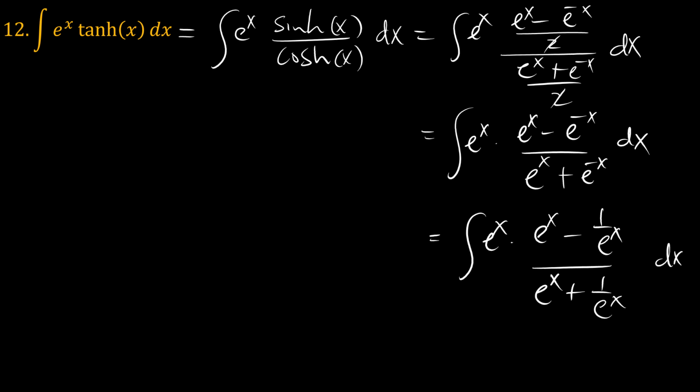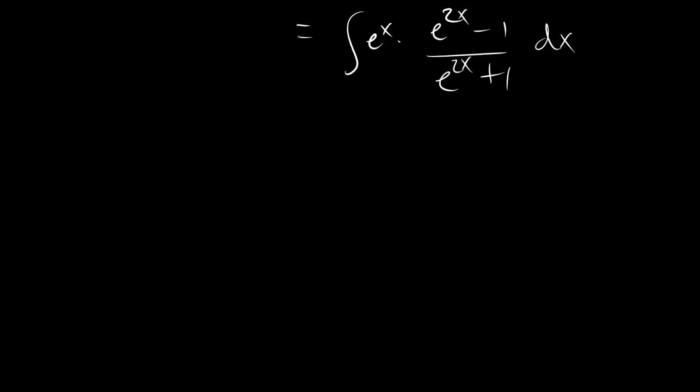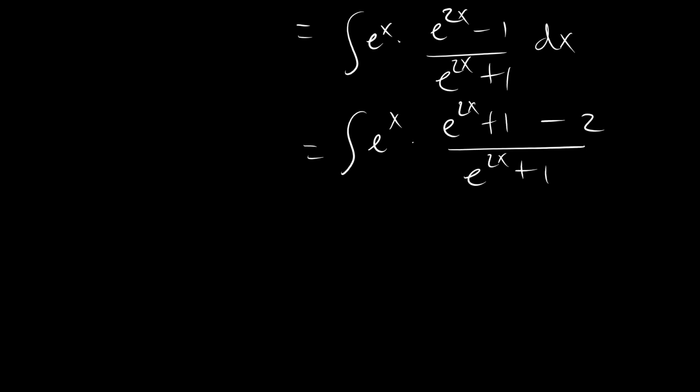So if we multiply by e^x over e^x here, what we get is e^x times (e^(2x) minus 1) over (e^(2x) plus 1). So what do we do? We can become a little bit nifty here and say this is the same as (e^(2x) plus 1 minus 2) over (e^(2x) plus 1).